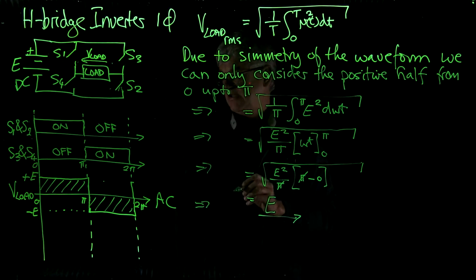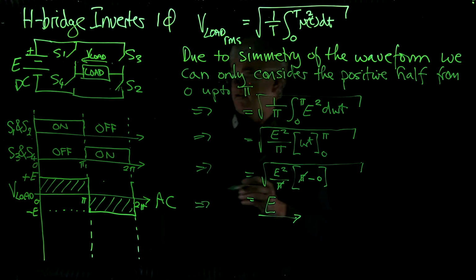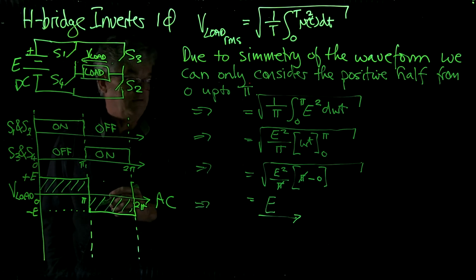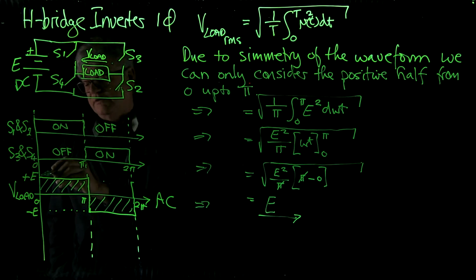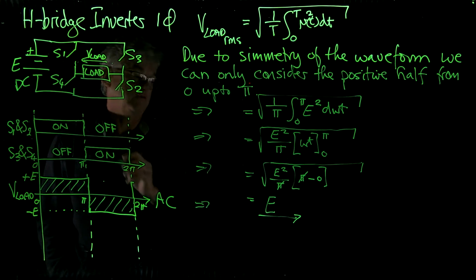From this we can see that the RMS value of a square wave is equal to the amplitude, square wave of amplitude E. The RMS value is the same as the DC value that we fed towards the load.